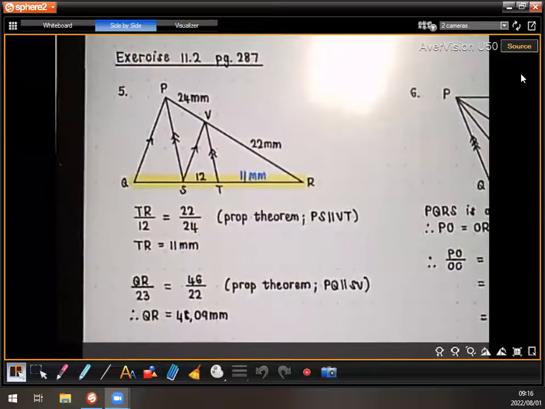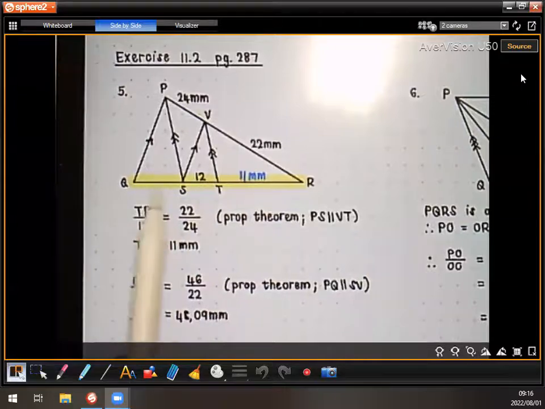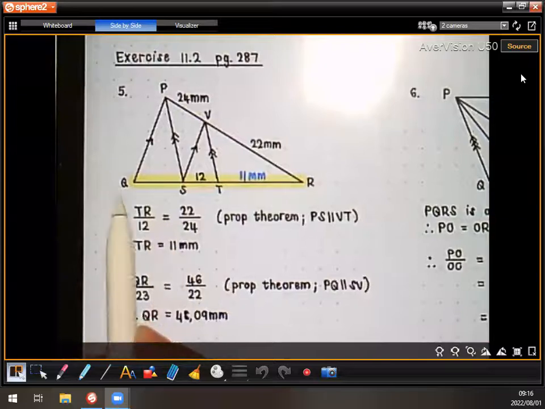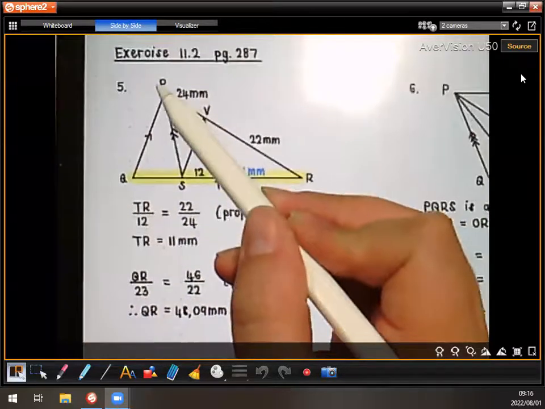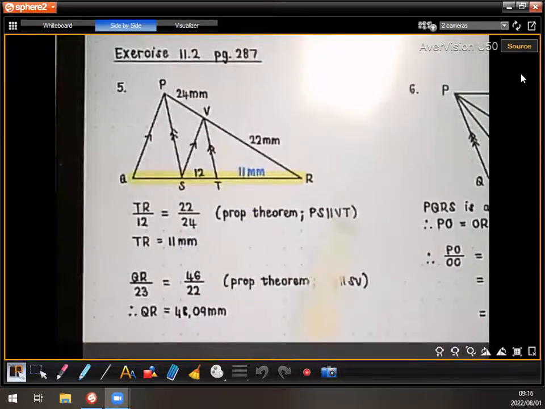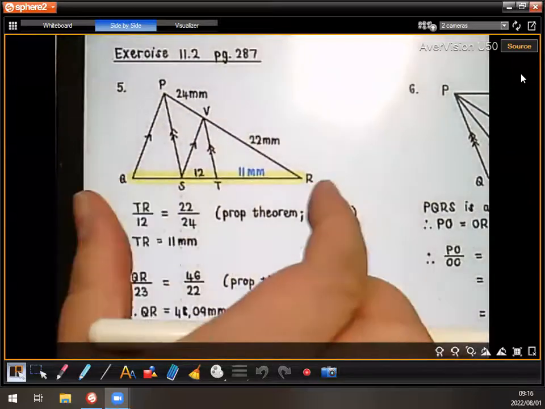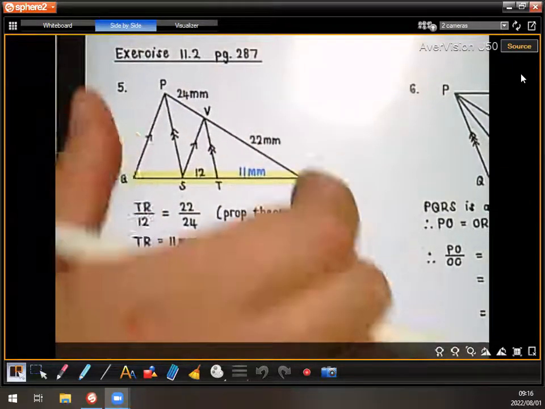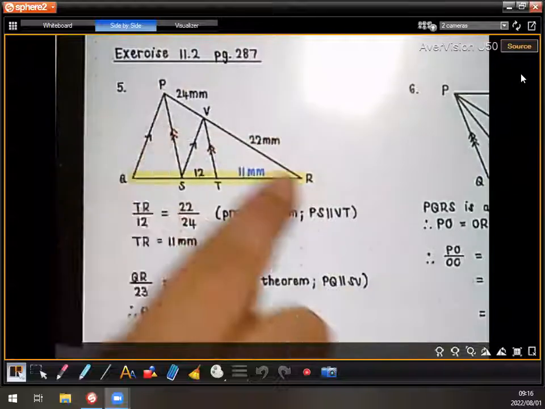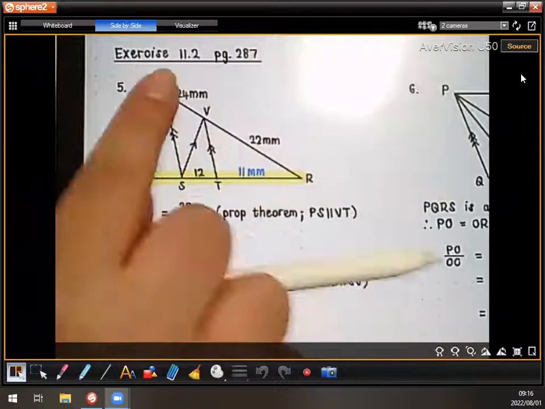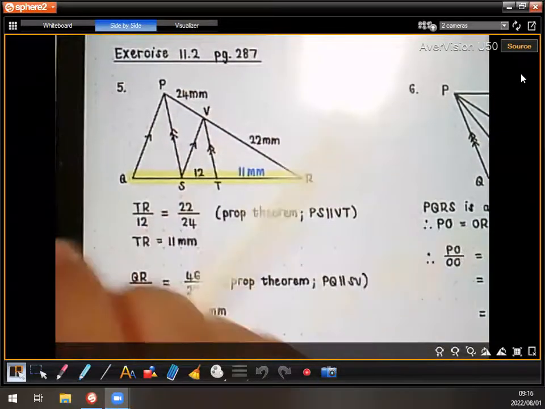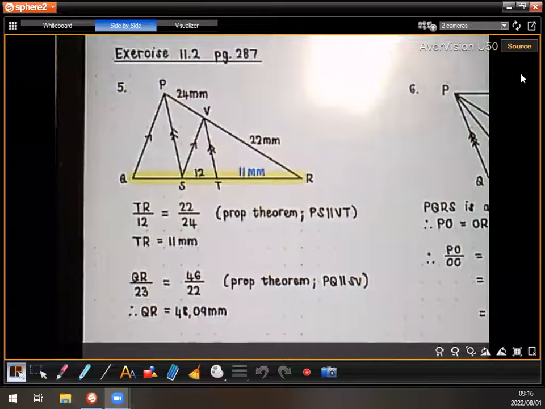Yes. Now we need to find QR. Some of you might have calculated QS and then added it to 23, which is fine. I just thought, let me do the whole side. So now we're looking at the big triangle. QR is the whole side, and on the other side, the whole side is PR, and we have that length. That's 36. Now we're looking at these two lines that are parallel.